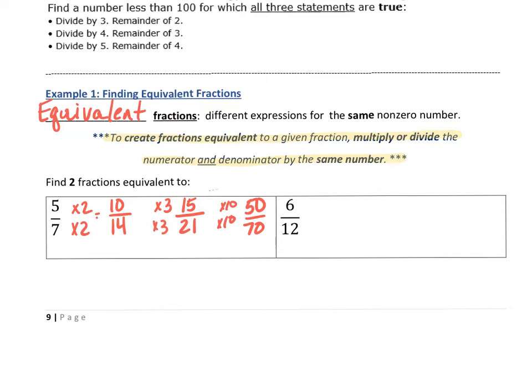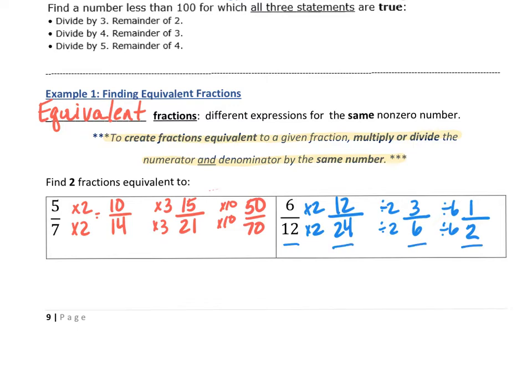Now let's look at 6/12. We could multiply the numerator and denominator both by 2. That would give us 12 24ths. In this case, I could also divide 6 over 12, both of them by 2. That would be like simplifying it, and I would get 3 over 6. I could even divide them both by 6. My original fraction, 6 divided by 6 is 1, and 12 divided by 6 is 2. So 6 twelfths, 12 24ths, 3 sixths, and 1/2 are all equivalent fractions. They represent the same number in different ways.